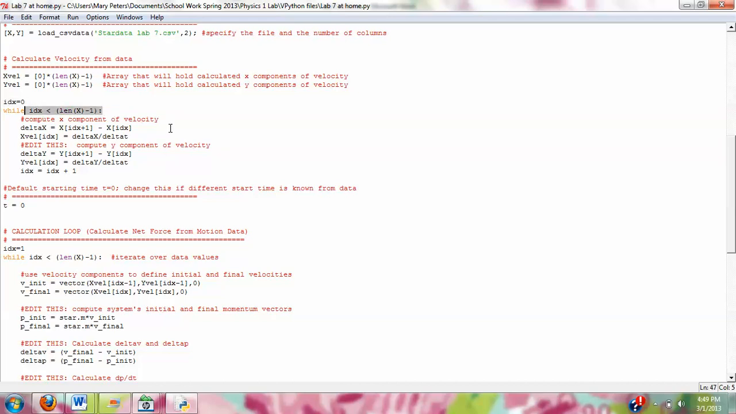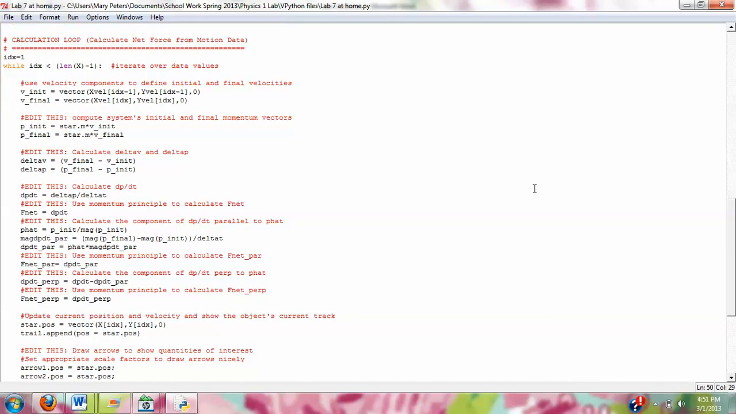I calculated the velocity component-wise. So for the x component, I calculated delta x by properly defining the initial and final index values of adjacent data points. I then took the final minus the initial. To compute the x component of the velocity, I divided delta x by delta t, and the same procedure was followed for the y component. For my force calculation loop, I reset the starting index and had it once again loop through different index values. I used the velocity components to define the initial and final velocities.